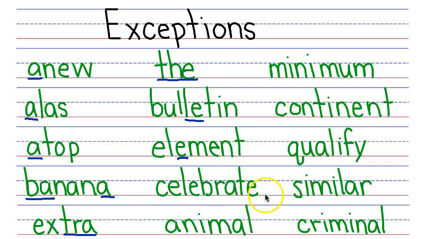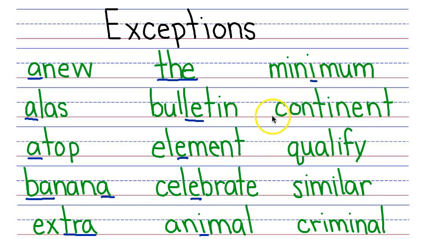In celebrate, we have a three-syllable word. First syllable cel, second syllable e, third syllable brate. The second syllable is our only open syllable in that word. Next word, animal. First syllable an, second syllable i, third syllable mal. The only open syllable in that word is the i. Next word, minimum. First syllable min, second syllable i, third syllable mum. The only open syllable is the second syllable.